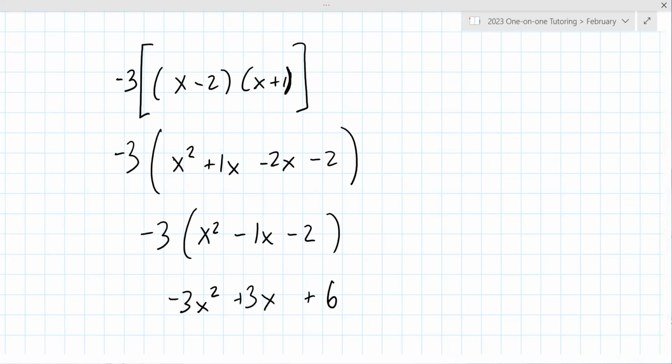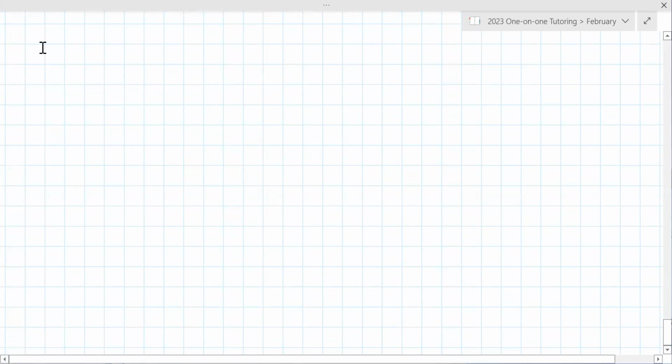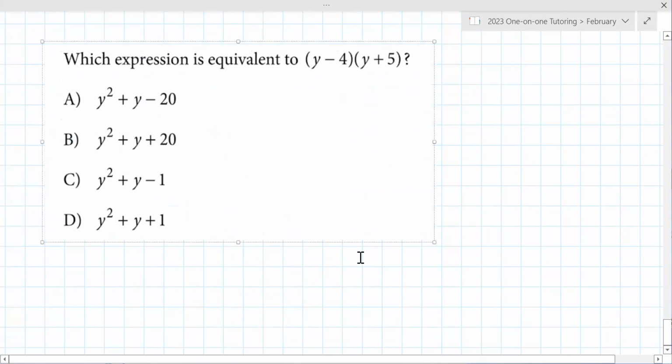Okay. Let's do a couple of standardized questions. Okie dokie. You said last time these were almost easier because the answers are there. Yeah. So go ahead and try this one, please.